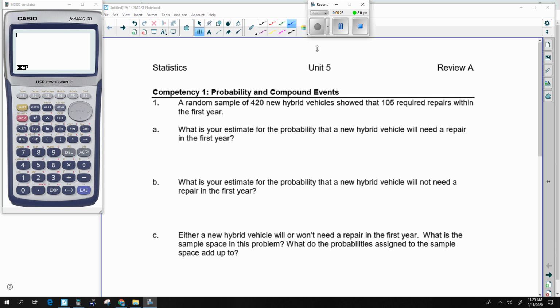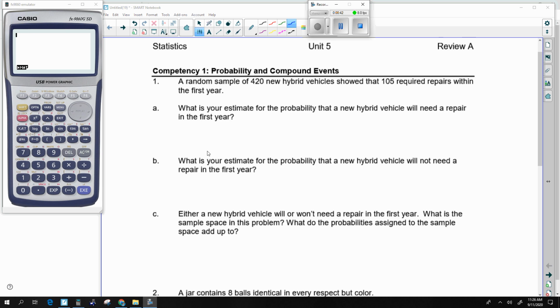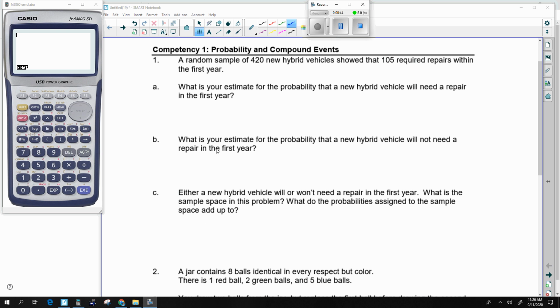So if you do these and do these well and you understand these, you shouldn't have any issues with the test itself. So again, you should probably have a formula sheet that you can use and ready to go. Have that handy because you probably need some of the formulas to get this stuff done. And away we go.